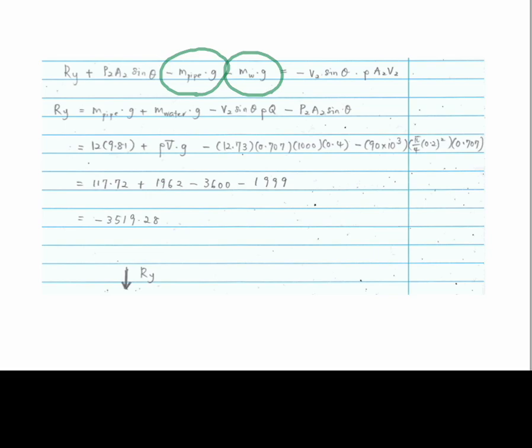So you calculate everything, and you will get Ry is negative 3500 Newton. Previously we assumed that Ry acts upward, but we get a negative answer, so we change the direction. So the Ry will act downward with a magnitude of 3590 Newton. So this is the final answer that you should get for this problem.